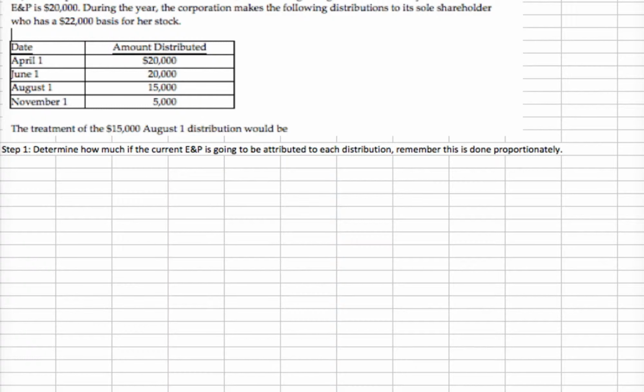Okay. So to do that, first, total distributions for the year of $60,000. That's just adding these up here. Then I want to look at what the percentage of each distribution is compared to the total. So here's what that looks like.